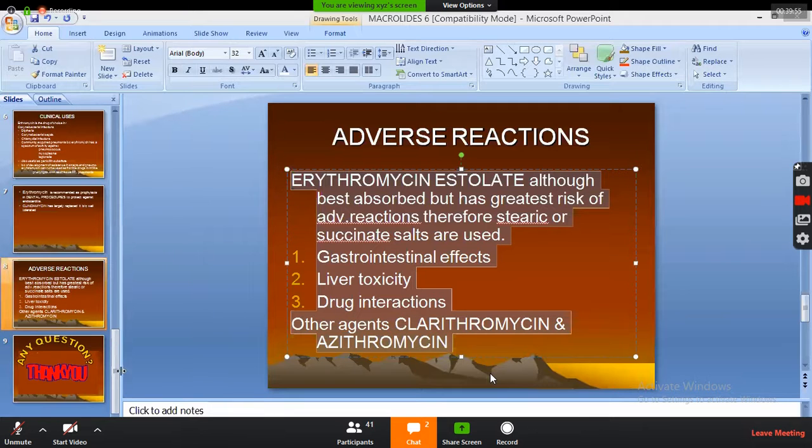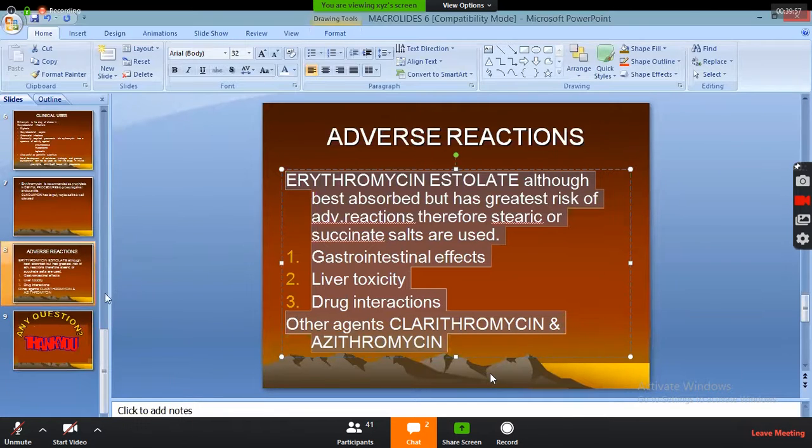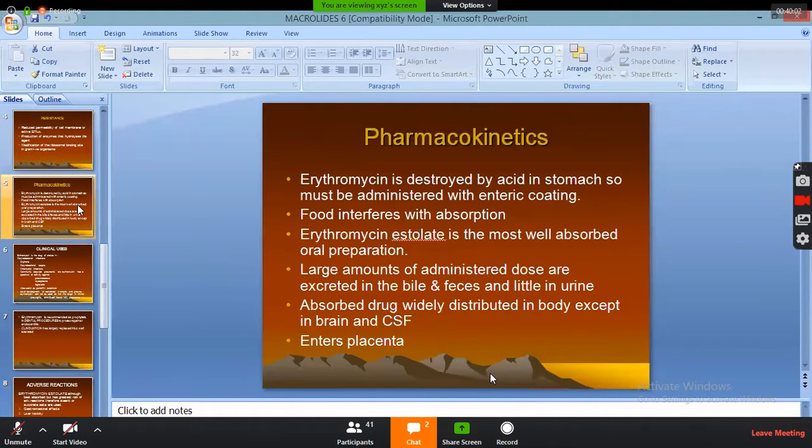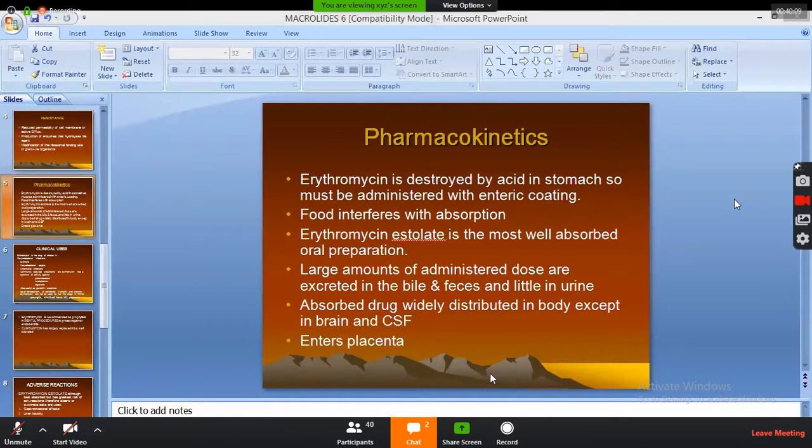I will repeat slide number 5, the slide on pharmacokinetics. Pharmacokinetics means the properties of the agent. Now, you all know that all the drugs are either weak bases or weak acids. So an acidic drug works best in acidic medium and a basic drug works best when the pH is a bit higher.